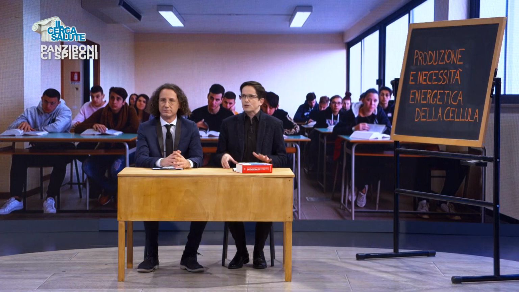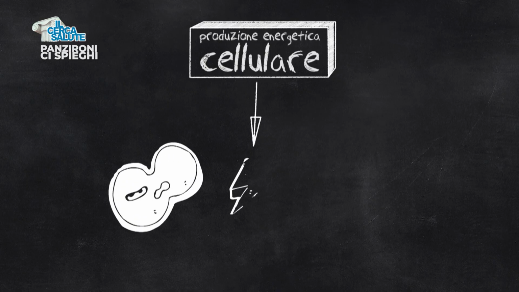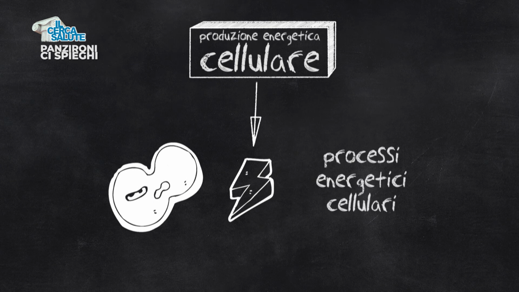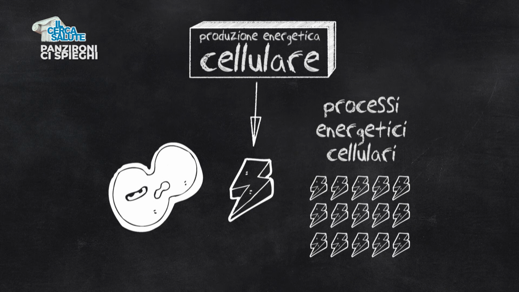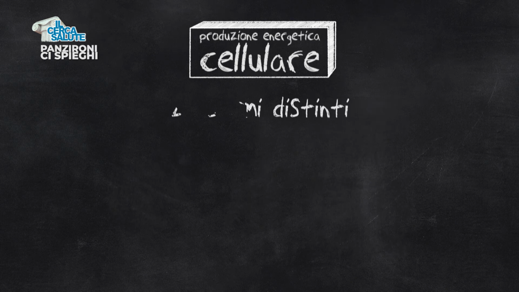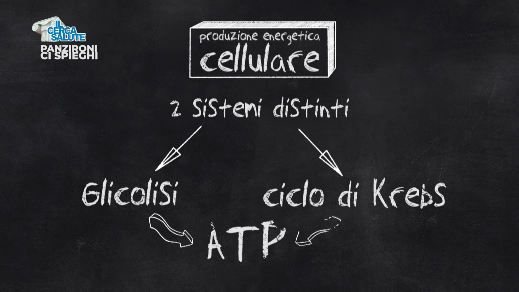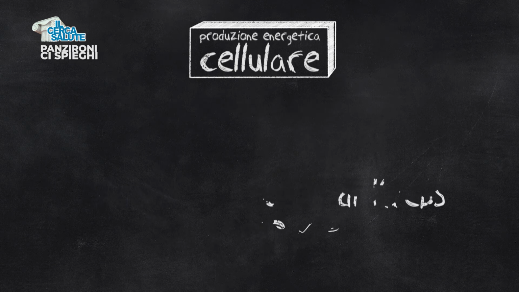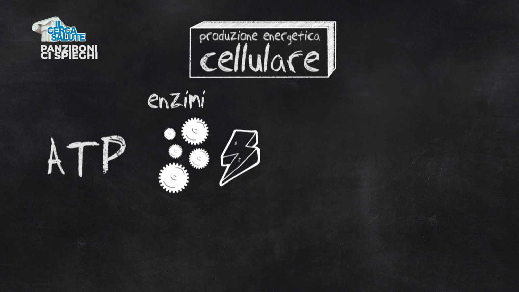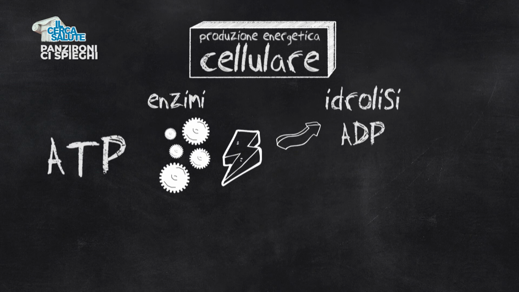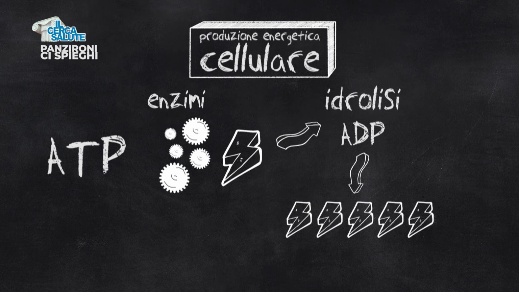Very well, then I would immediately say, let's go and explain to our viewers how the energy in our cells is produced. We do it with this tutorial. Every metabolic process of the cell needs energy. So there are cellular energy processes that allow the production of the necessary energy. These are two distinct systems, glycolysis and the Krebs cycle, which are capable of producing ATPs. ATPs are energy-transporting enzymes, and after their hydrolysis to ADP, they release the energy they contain.